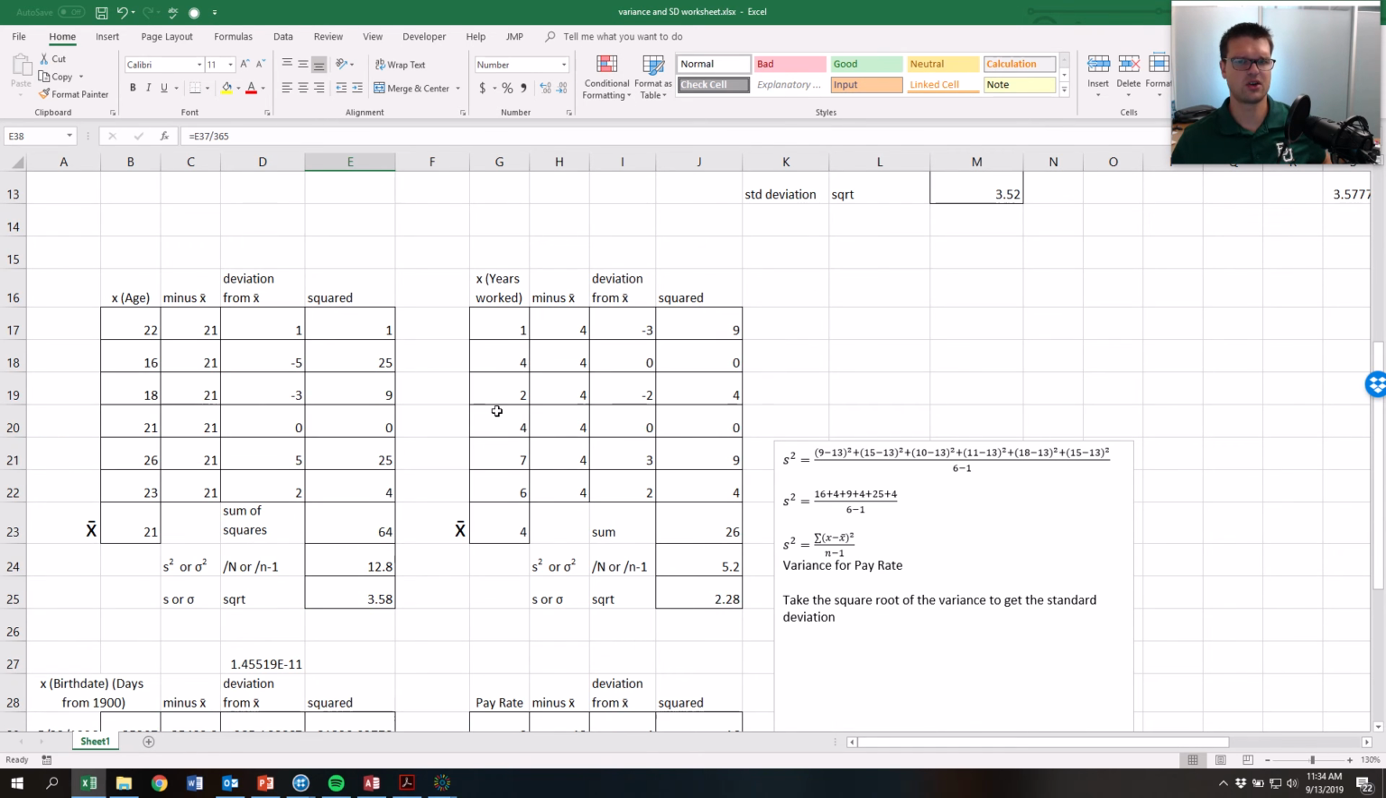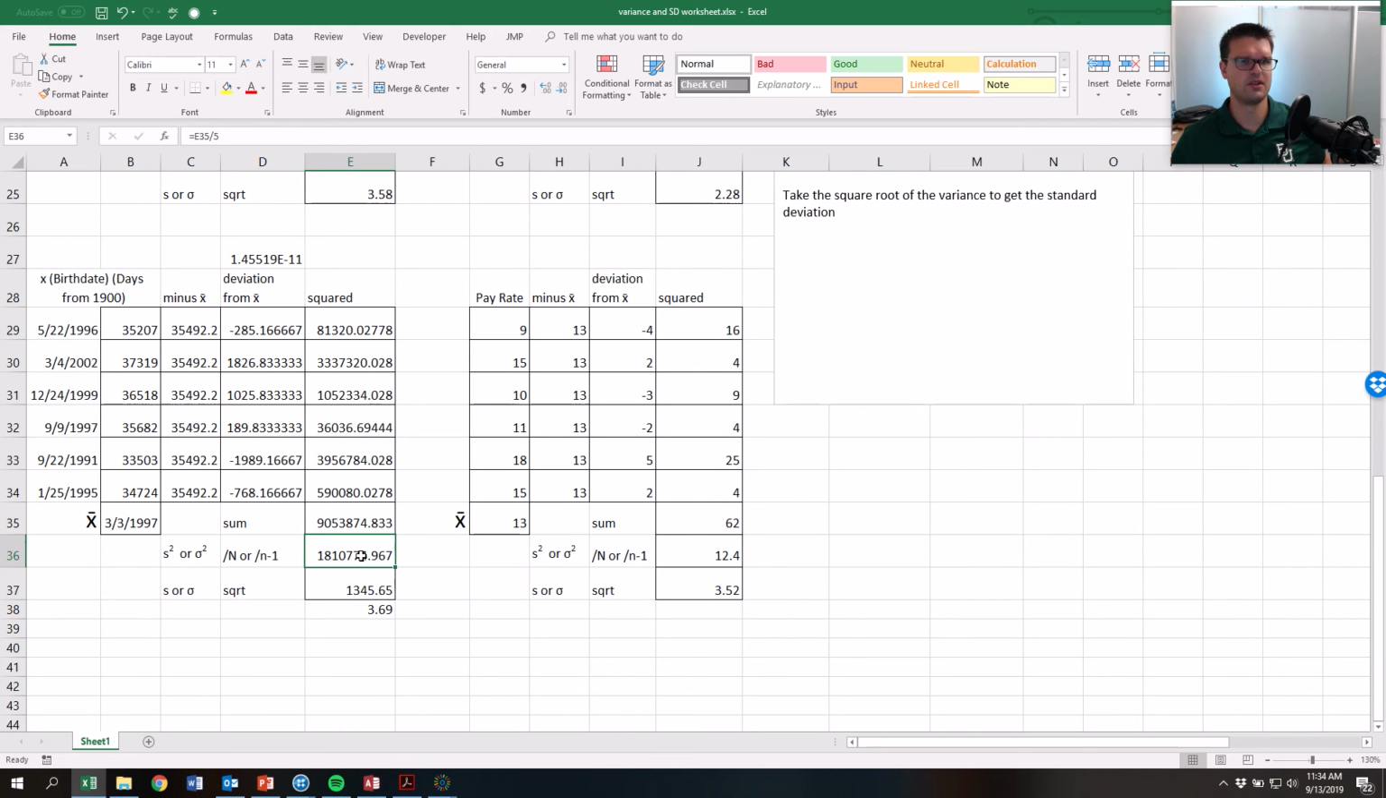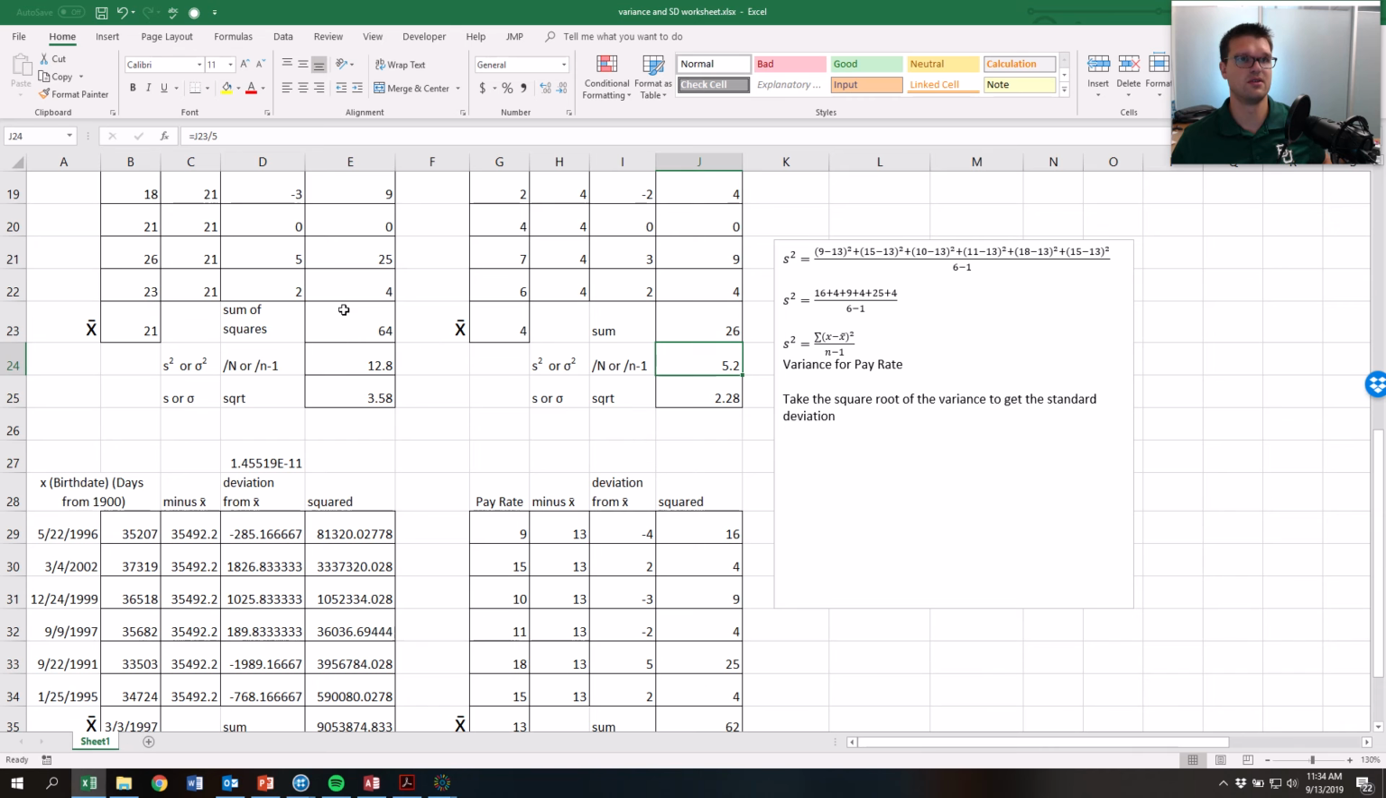These are all the correct answers. Divided by 5, divided by 5. That's also divided by 5. This is divided by 5. If we were to have divided by 6, then it would be a sample, or it would be a population.